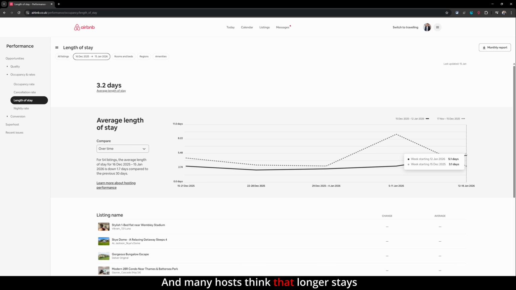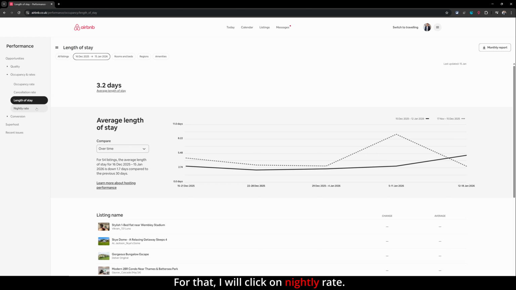And many hosts think that longer stays always equal discount. It is actually not true. Longer stays reduce turnover cost. They don't automatically require cheaper pricing. And now that we know how long guests stay, let's look at how much they actually pay per night.